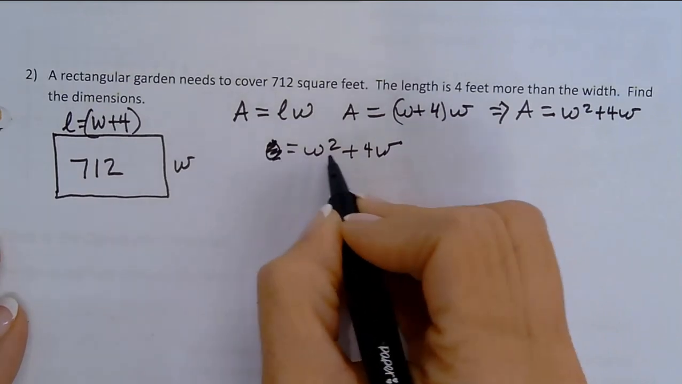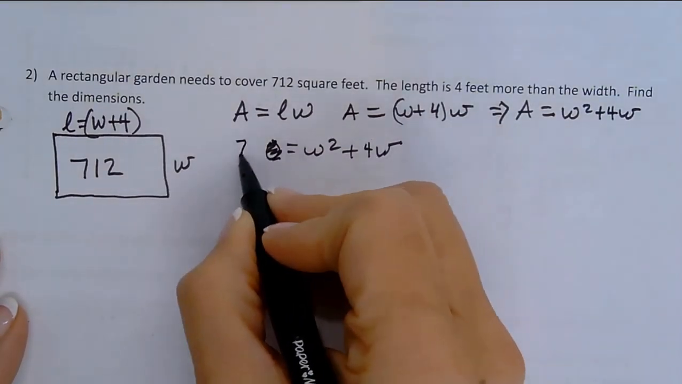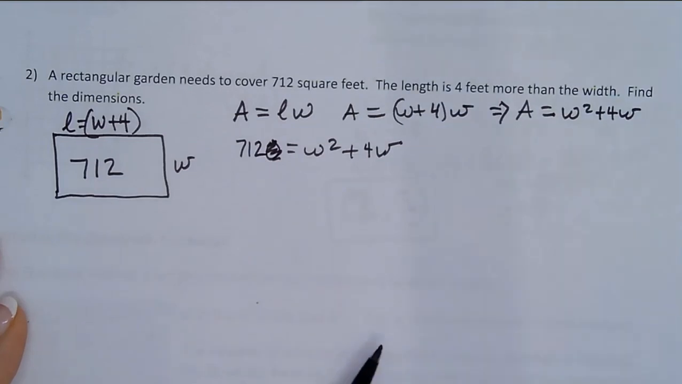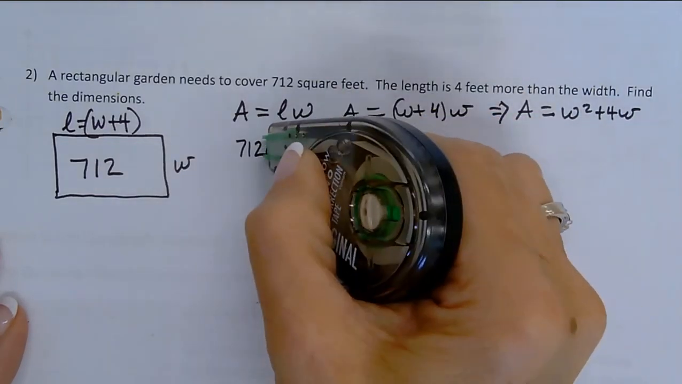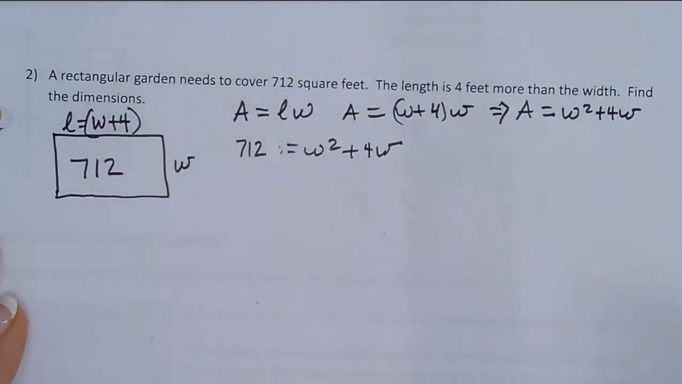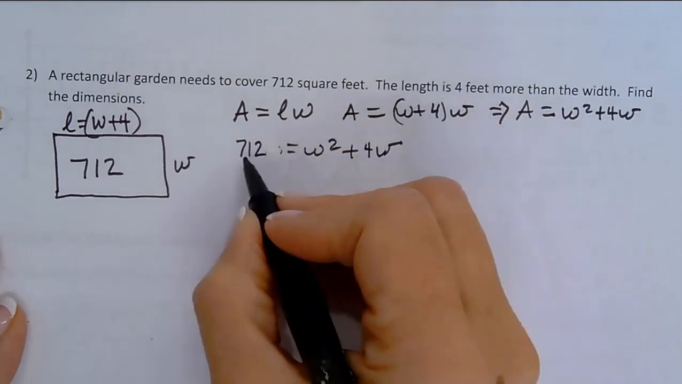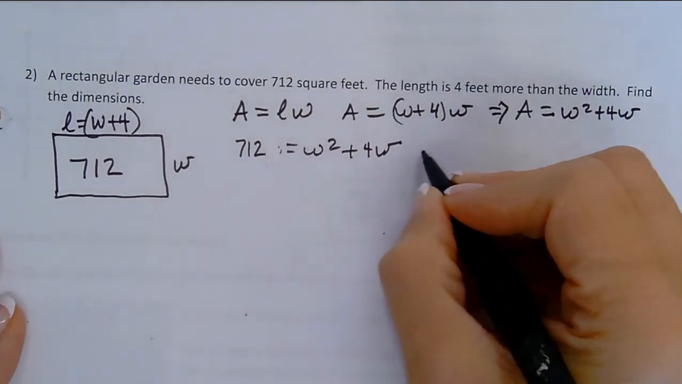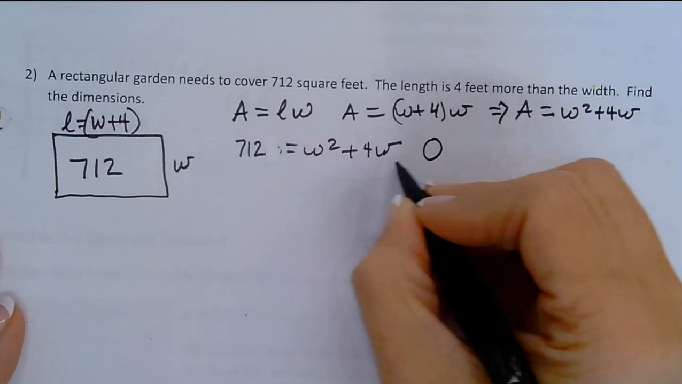My area is not 0. My area is 712. So we're going to pretend I didn't just say the area was 0. We're going to say the area is 712. Forgive me. We know that because we were told in the problem the area is 712. So I am going to set it equal to 0 is what I was trying to make a point of. So the whole thing equals 0.